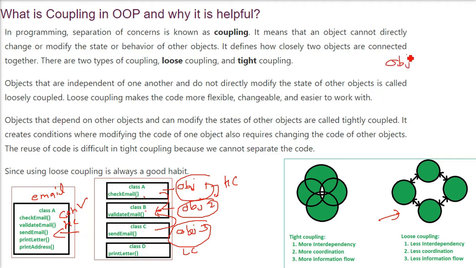Let me tell you again. If there are two objects or two different classes, and they are interacting too much, changing the behavior of one another, that is called high coupling, or tight coupling, which is not required. This is more dependency, more coordination, more information flow. We don't want that. We want loose coupling, less interdependency, less coordination, less information flow. So coupling is this. And how it is helpful, I told you about that.